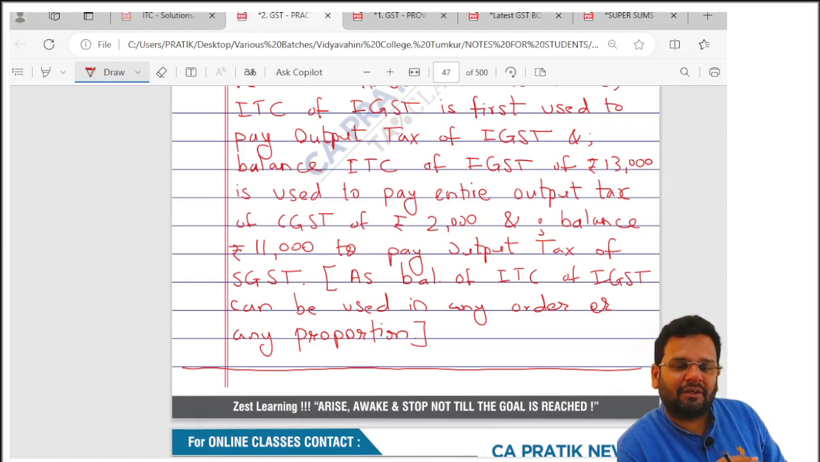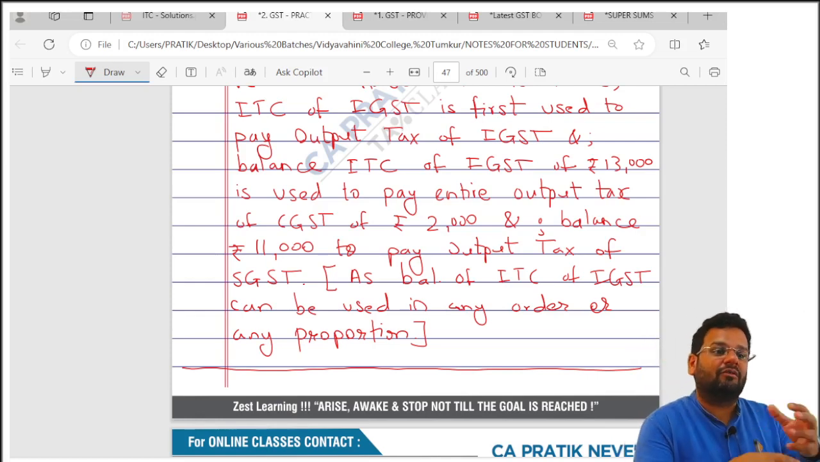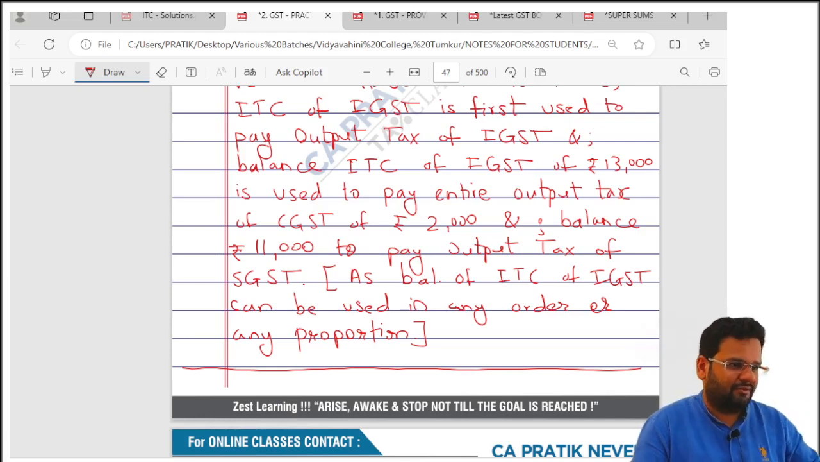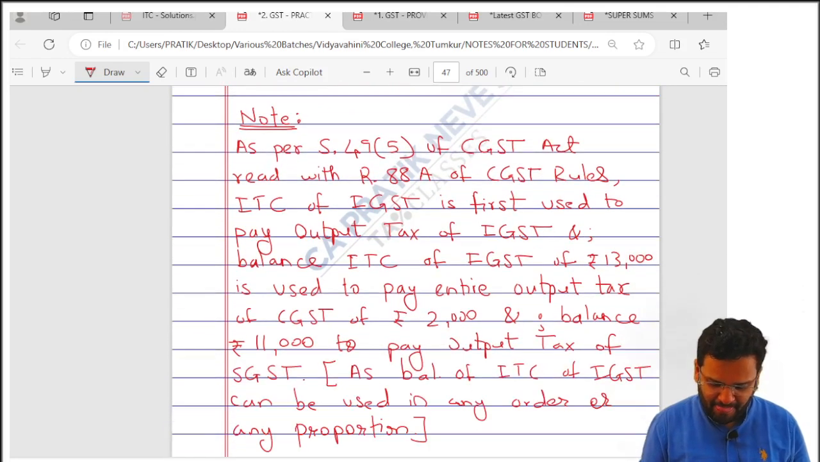Getting it? Can the government come and penalize you for that? No. But it is an incorrect way of using. It is an inefficient way of using, if you have used it equally or something else, in this case. Fine.